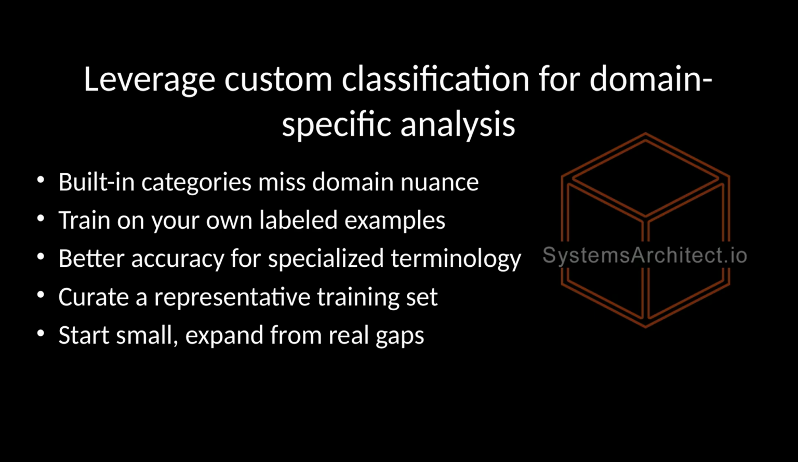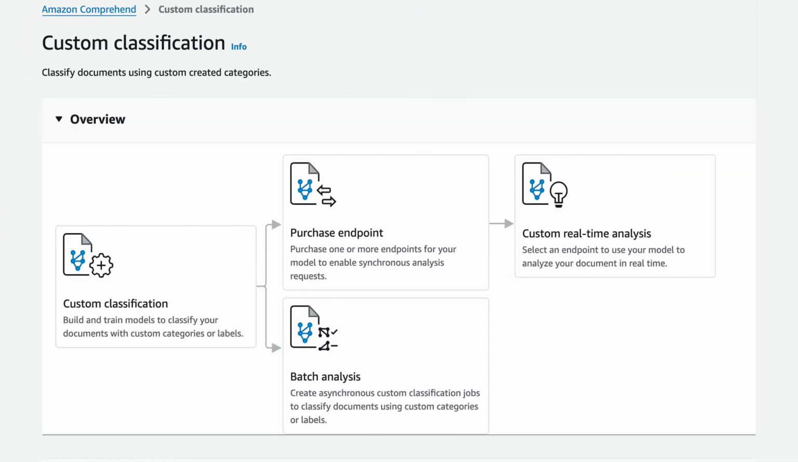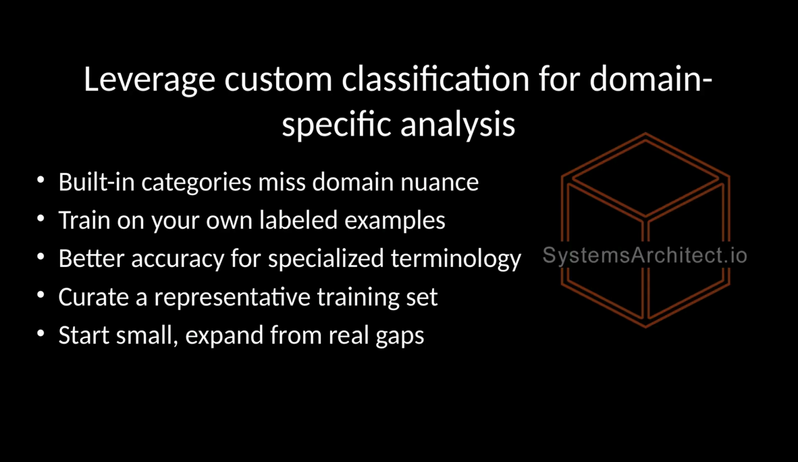2. Leverage custom classification for domain-specific analysis. Comprehend's built-in categories are trained on general-purpose language and can miss the nuance of your specific industry or business domain. Custom classification lets you train a model on your own labeled examples. It teaches Comprehend the terminology and categories that matter to your use case. This produces far more accurate results than a generic model. That's especially true for specialized content like legal or medical documents.